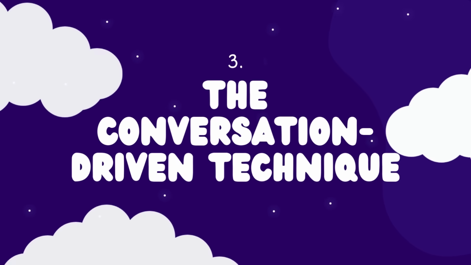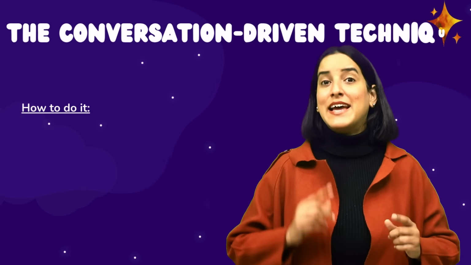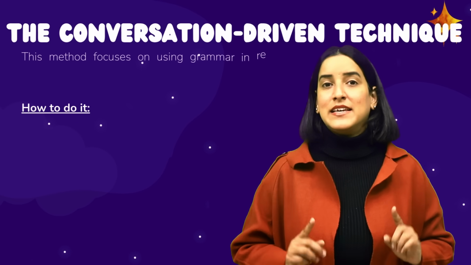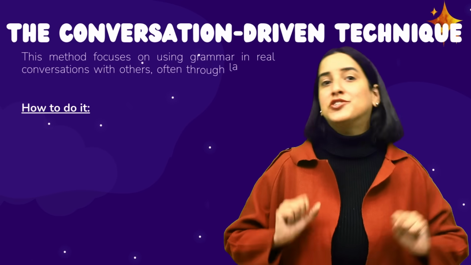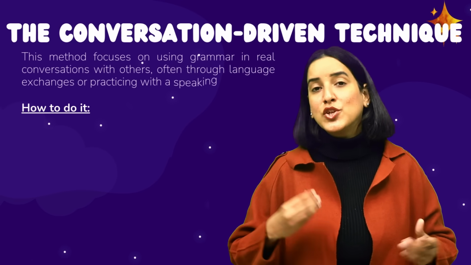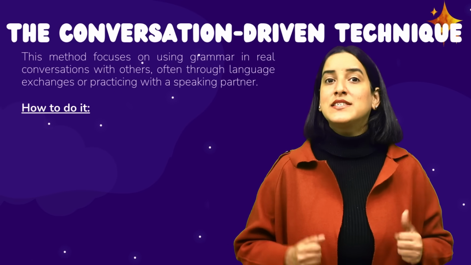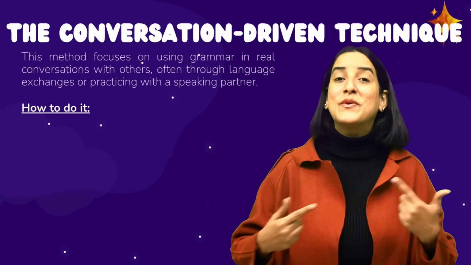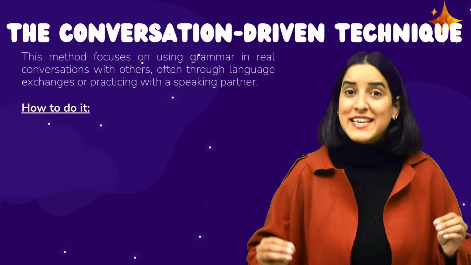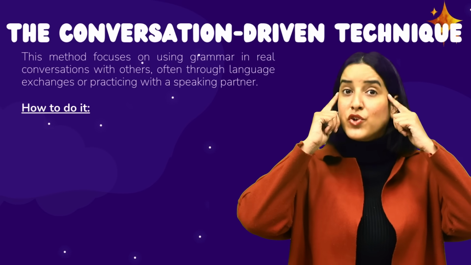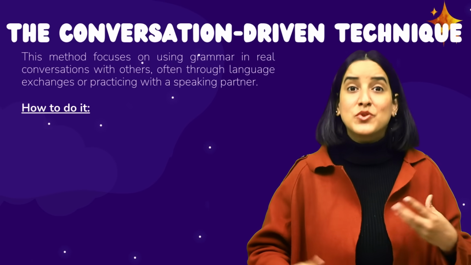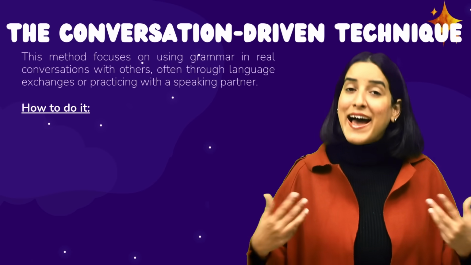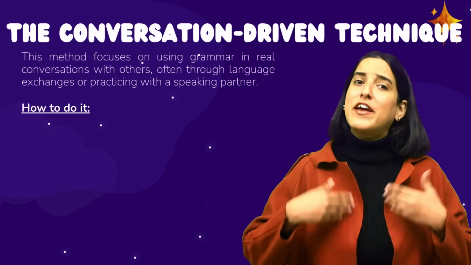I hope you understand. Now, another powerful trick that Kangana may have used is learning grammar through targeted conversations and language exchanges. What does it say? See, this is called the conversation-driven technique. This method focuses on using grammar in real conversations with others, often through language exchanges or practicing with a speaking partner. Now, what it does is it helps you to think on your feet, right? It helps you to correct your own mistakes in real time and gain confidence in using grammar very naturally.